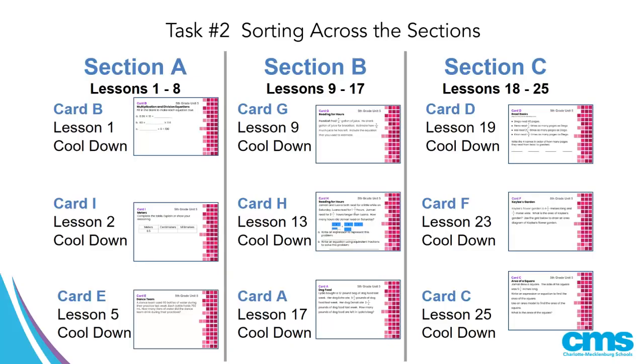Cards D, F, and C are cooldowns from Section C. This section focuses on reasoning about products using one factor and on multiplication of mixed numbers with an area model.